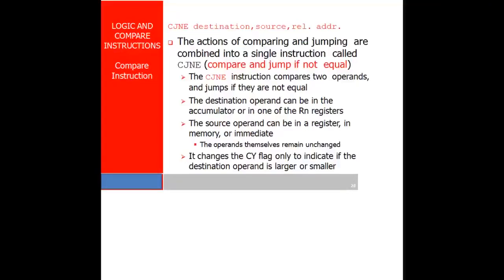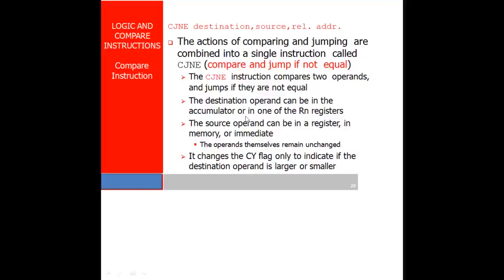Now let us take the CJNE instruction, that is the compare instruction. It is the compare and jump instruction, both combined together. So the format of the instruction is compare and jump if not equal: the destination byte, the source byte, and comma, the target address. So it will compare two operands, whether they are equal or not, and depending on that, it will take the decision where to jump. It is specified in the relative address.